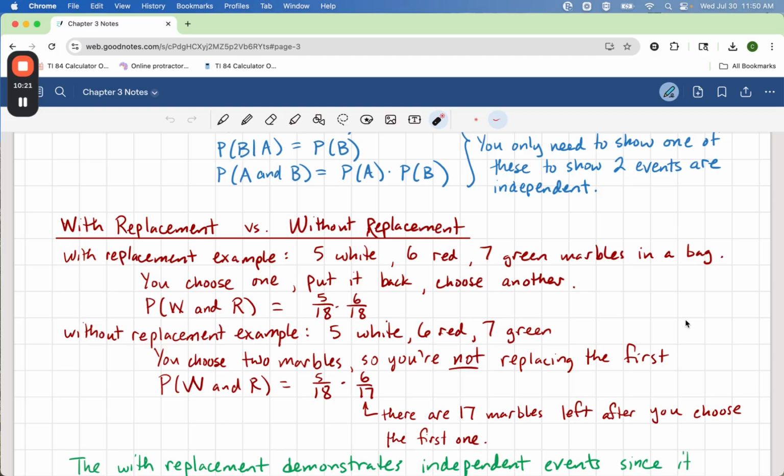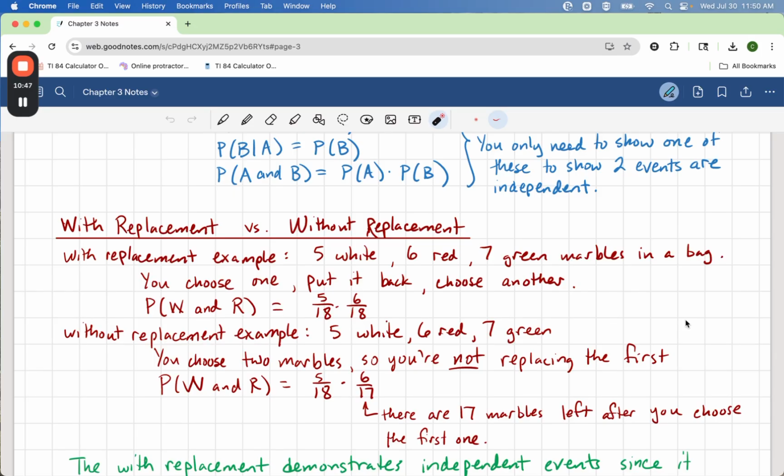When you don't replace it, then it depends on what you chose the first time, right? The probability changes in the second one. So without replacement, probability you get a white then a red. You have 18 marbles on your first choice. You pick a white one out, you throw it away. You only have 17 marbles left, 6 of them are red. So 5/18 times 6/17 would be that probability.